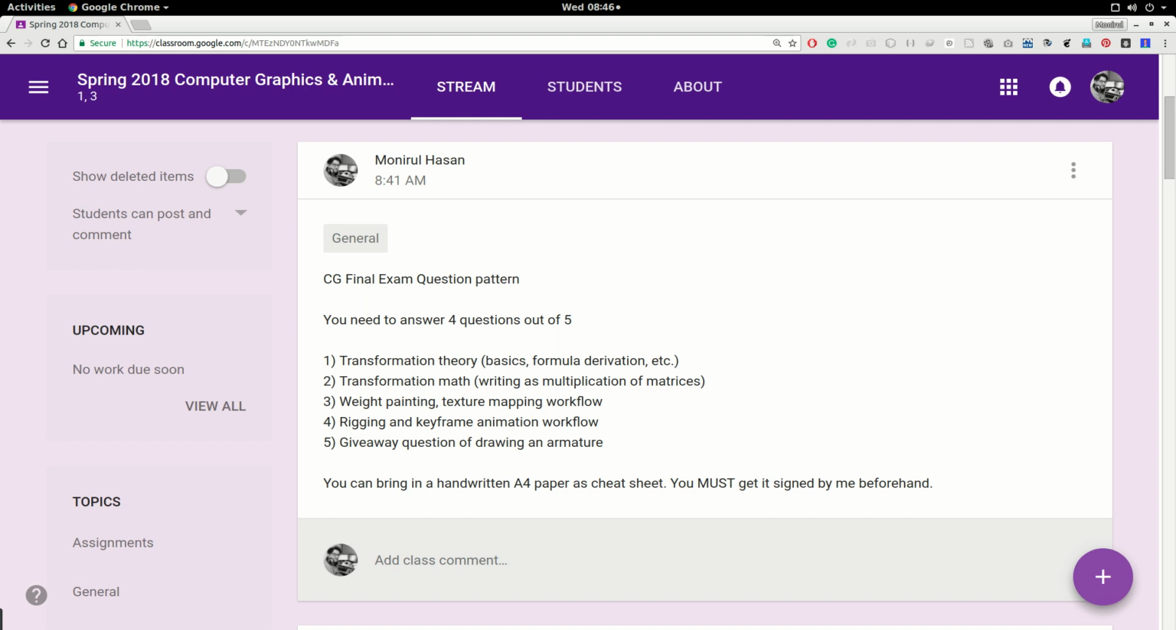Final thing, you can bring in a handwritten A4 paper as cheat sheet. You don't have to memorize the formula for transformation map. You can have them written down, or anything else that you find necessary, you can write them down. And just make sure that you have it signed by me before the exam. I'll write your name and ID and I'll sign that.